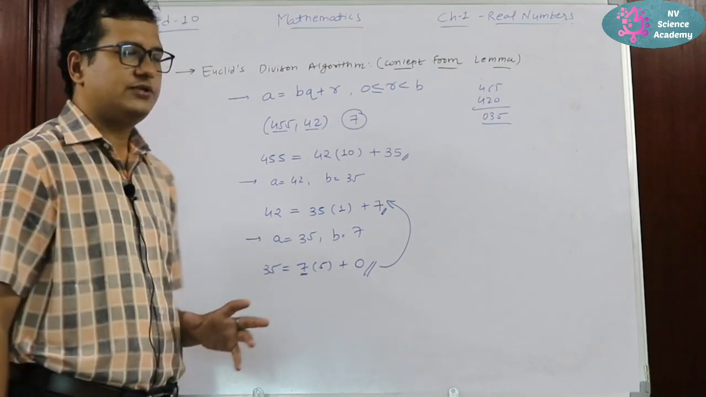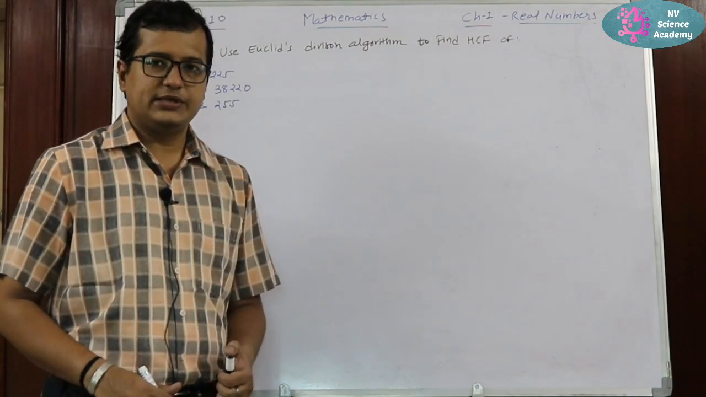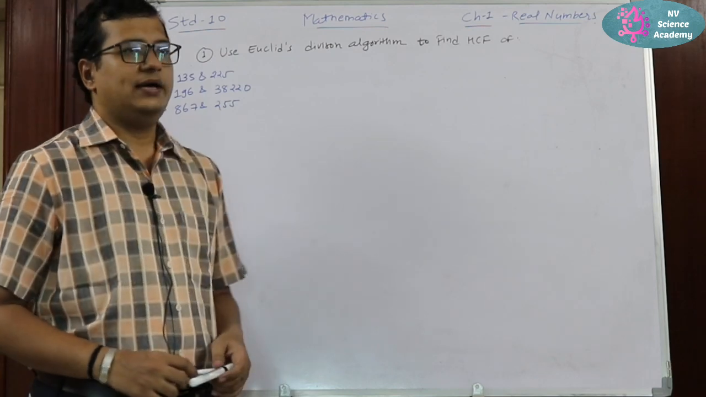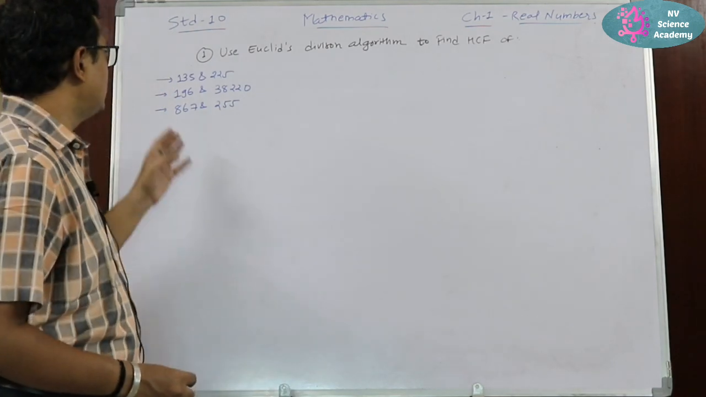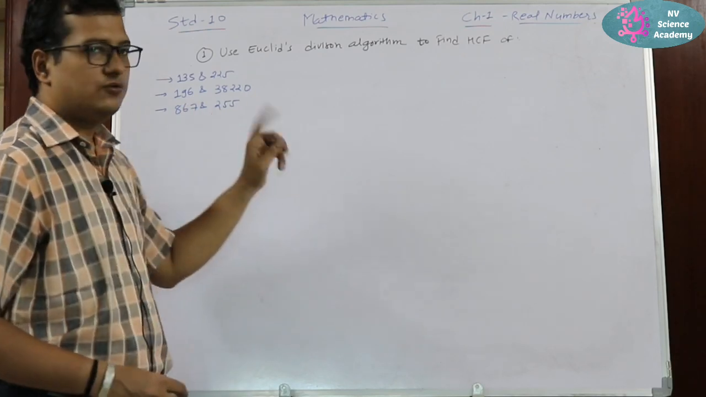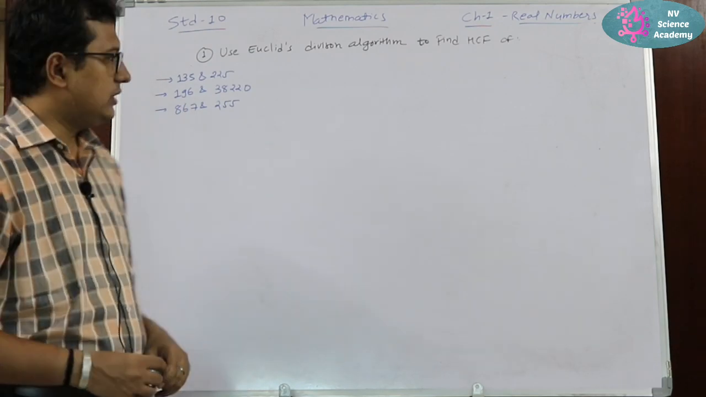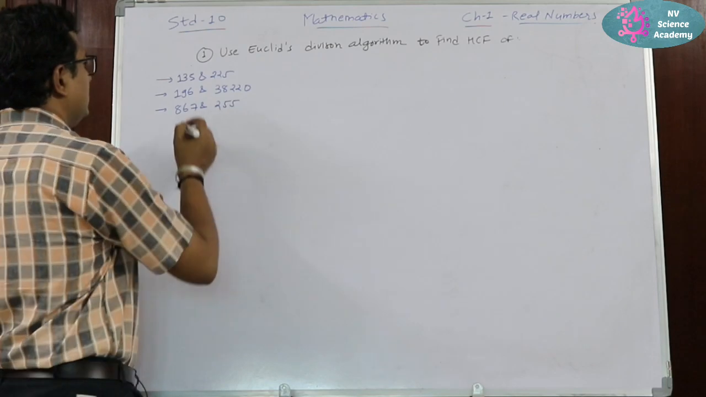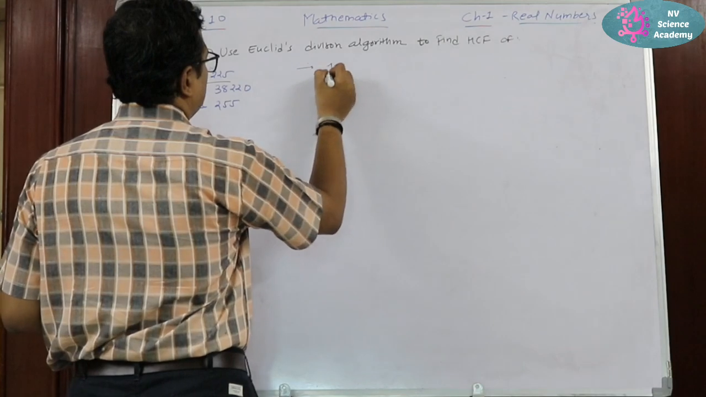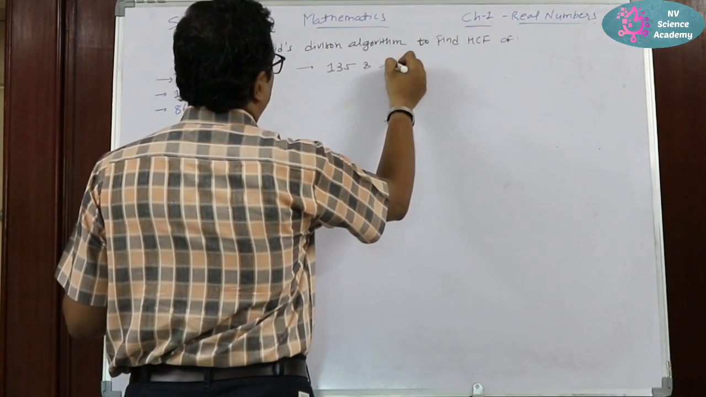Now we will see the first question of exercise 1. Question 1 of exercise 1: use Euclid's division algorithm to find the HCF of, the first is 135 and 225, second is 196 and 38220, and third is 867 and 255. So now we are going to see the first example, that is 135 and 225. We have to find out the HCF of 135 and 225.